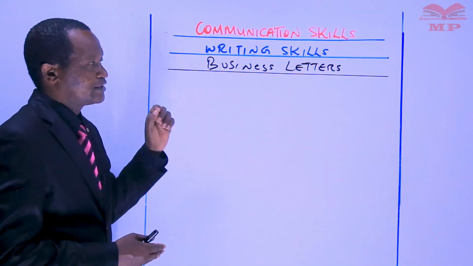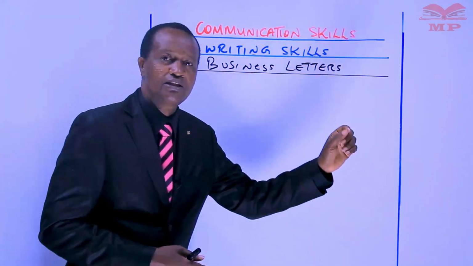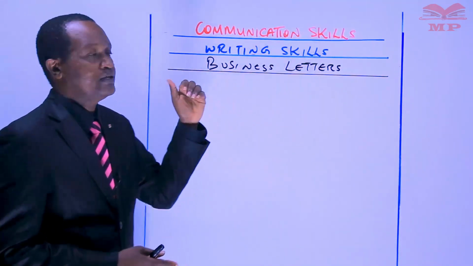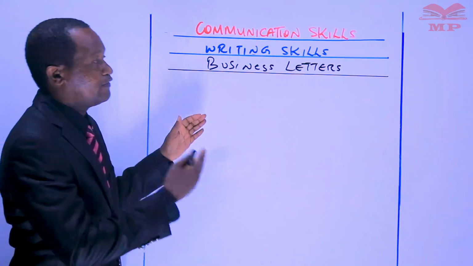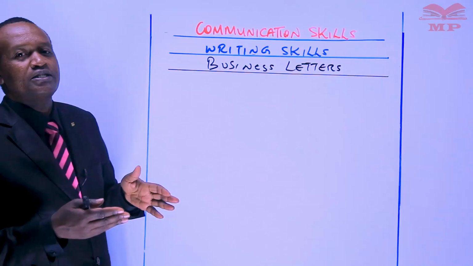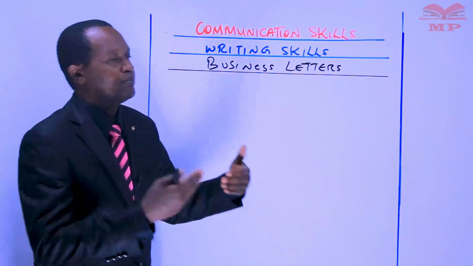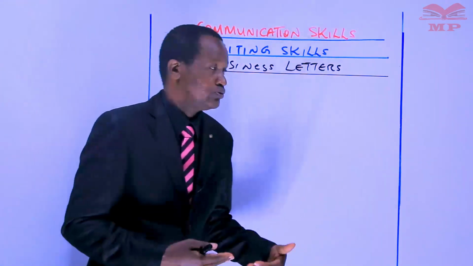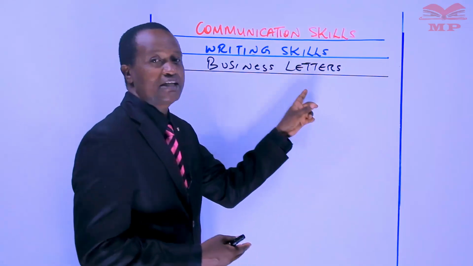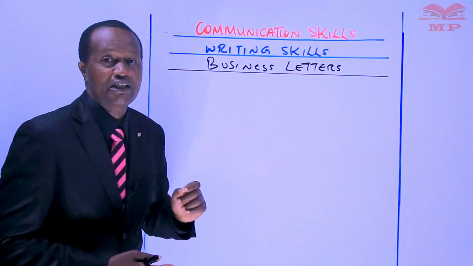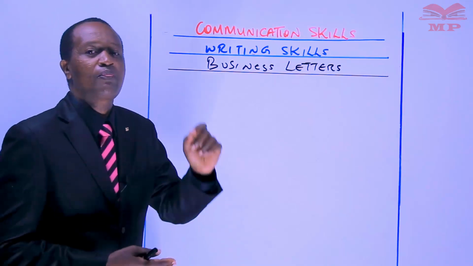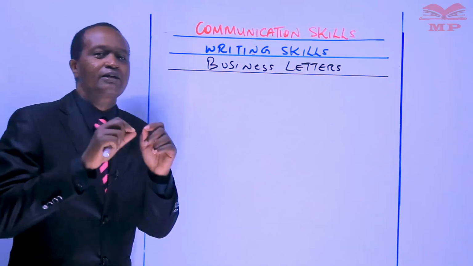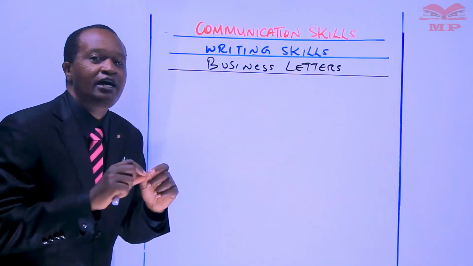So a company can write a letter to another company. A company can write a letter to its customers, to its clients, to its debtors, can write a letter to the government, and the purpose is to exchange information. The purpose is commercial. That's why we are calling business letters. These are commercial letters. They are written for commercial purposes.